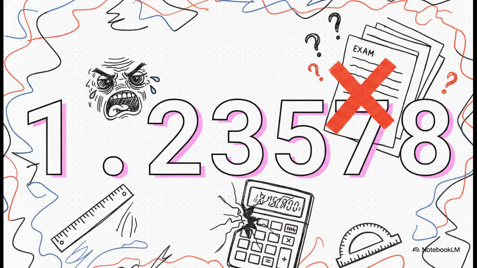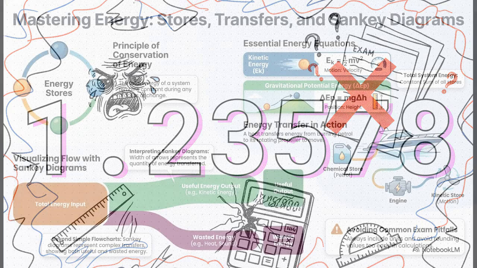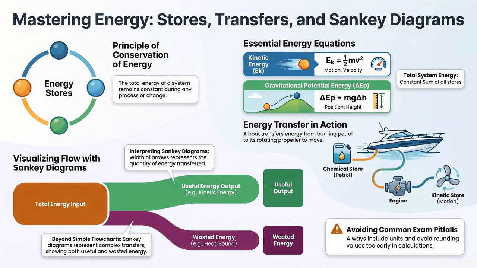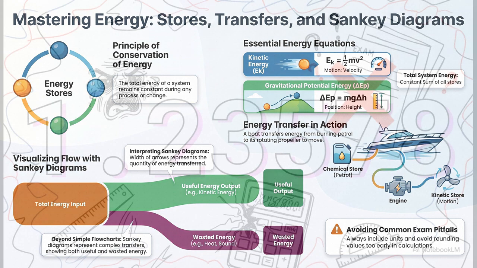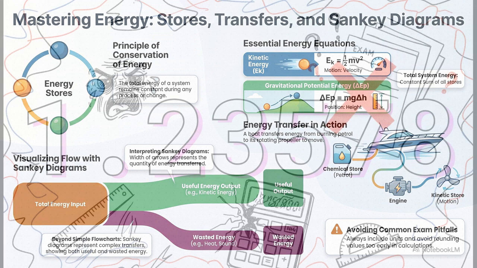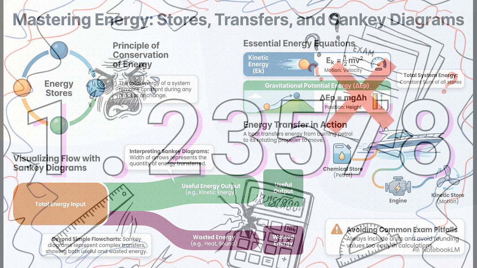And then we have this nightmare scenario. You know the feeling? You do the math, and your calculator spits out something like 1.23578. Listen to me. Writing this scary, unrounded string of numbers down on your exam paper is probably the single most painful learner mistake you can make. Why? Because it screams to the examiner that you don't actually understand the physical limits of the tools you're using.